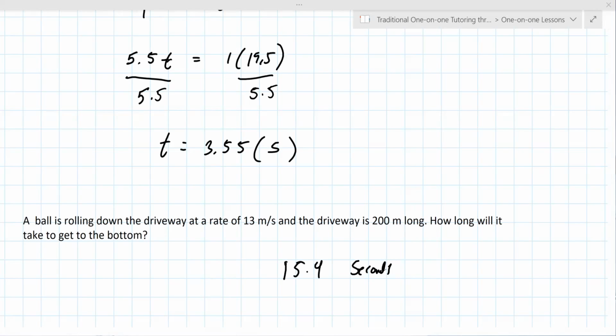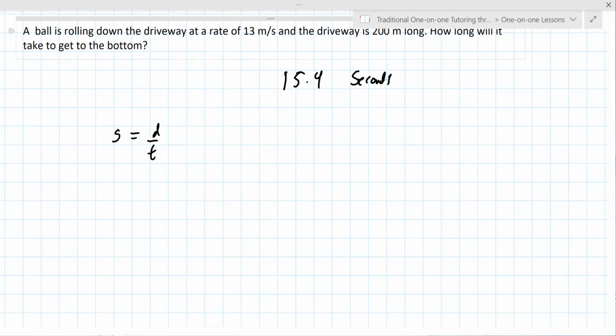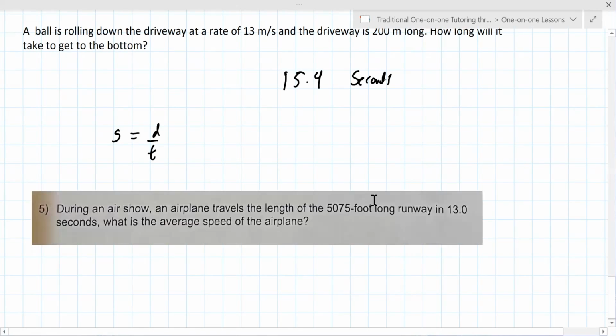So the main equation that you have to know is that S equals D over T. And hopefully that's kind of clear. You probably don't get an equation sheet, so you want to make sure you have that down. In all of these problems we've done, they're going to give you two of the three variables. So all you've got to do is figure out which two they are giving you.